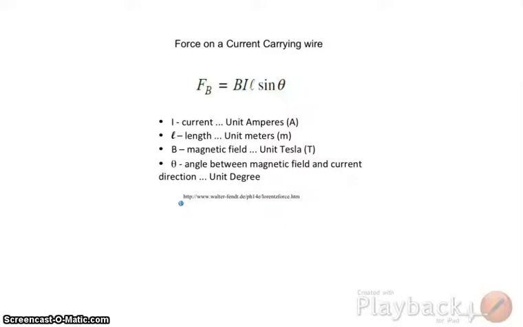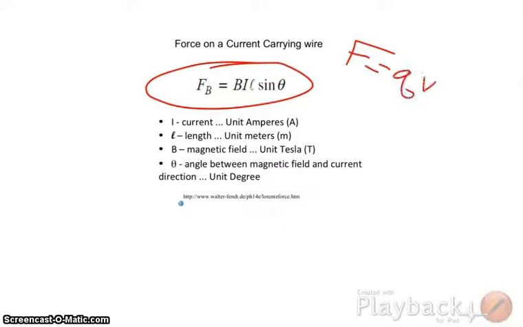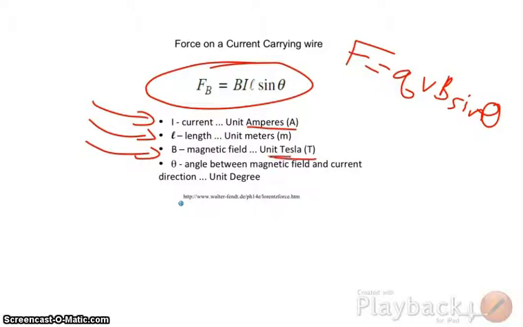Now here's the equation if you have a current rather than a moving point charge. It looks a lot like F equals QVB sine theta. Current instead of charge, length, B is still there. So I is your current, units are amperes. L is the length of the wire experiencing that magnetic field. B is the magnetic field in units of Tesla. And in this case, the angle is your theta, and it's the angle between the magnetic field and the current.